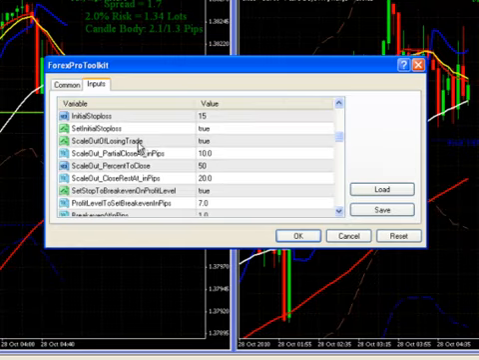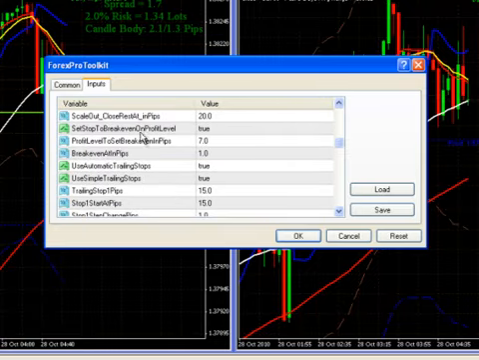I've set it to scale out of losing trades, taking partial loss at 10 pips, scaling out half of the trade at that point, and then taking out the rest of it at a loss of 20 pips. I want the stop to change to break even on a profit level of 7 pips, the stop being moved to break even plus 1 pip profit. That way I lock in at least 1 pip profit once the profit gets to 7 pips.